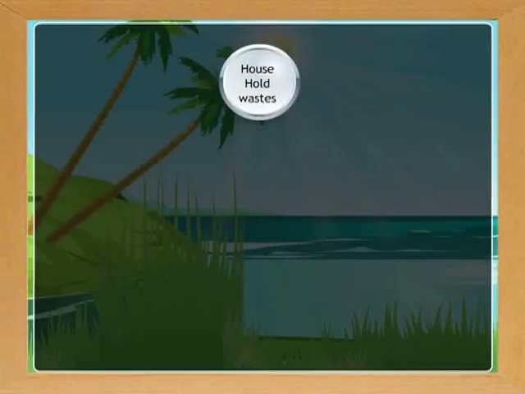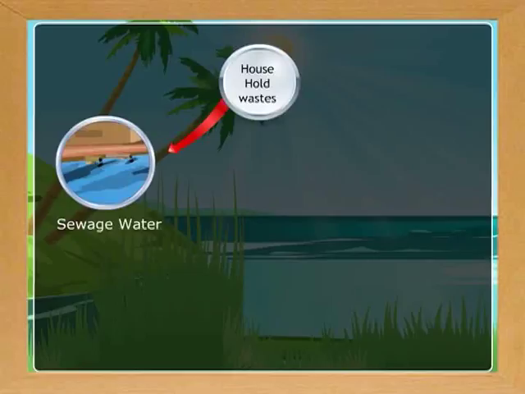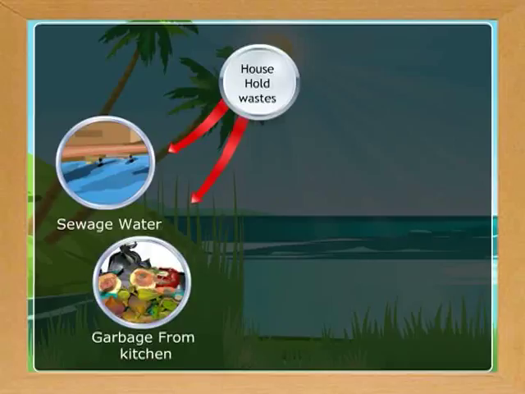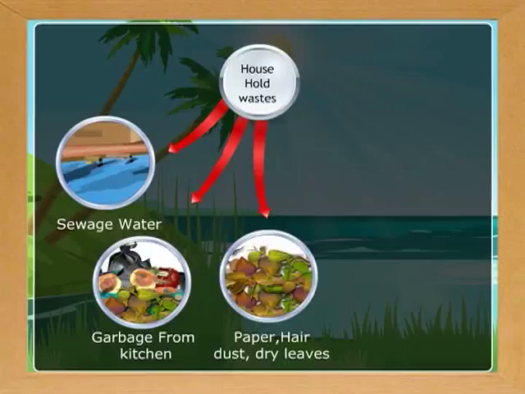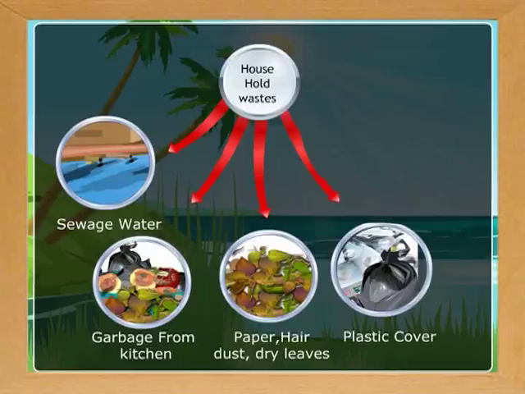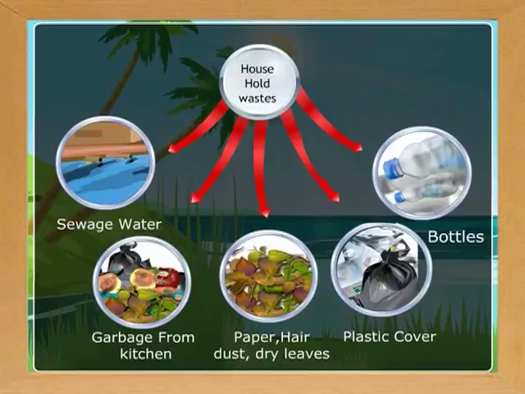During our daily activities, we use many kinds of materials whose waste products cause harm not only to us but also to our environment. Usually, waste produced from households are as follows: sewage water from bathrooms, latrines and kitchens, garbage from kitchen, decayed vegetables, fruits, leftover food, paper, hair, dust, dry leaves, plastic covers left over from medicines, bottles, glass, etc.